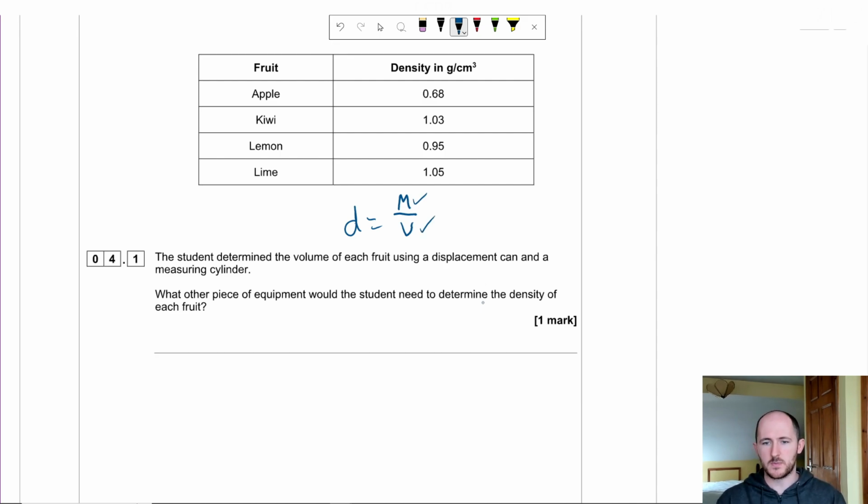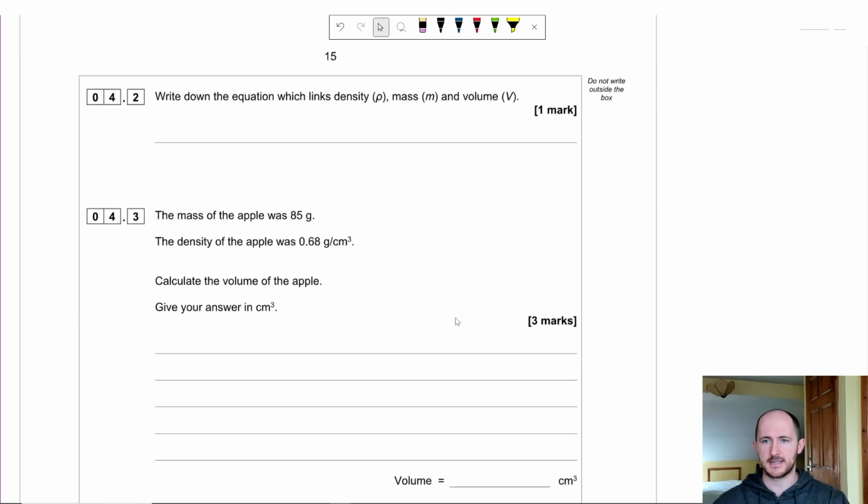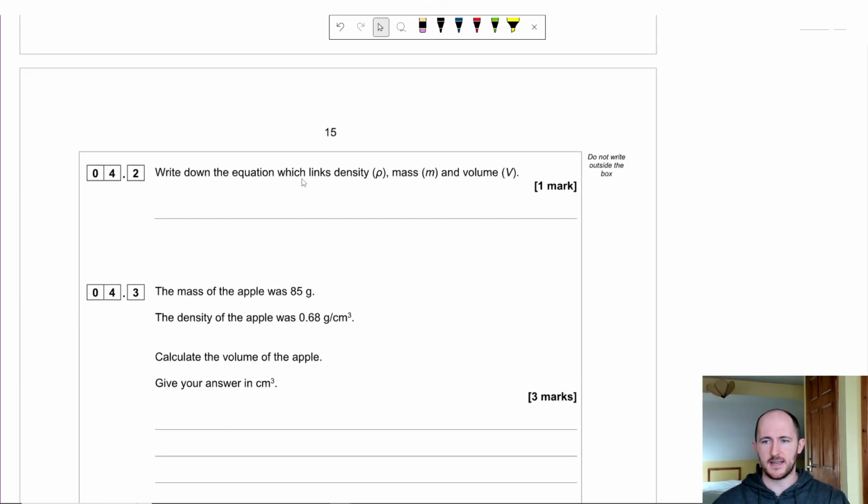Now, what do we use? Well, you can call it a mass balance. You could call it weighing scales. You can call it pretty much anything, but basically it's something that will measure the weight, the mass of an object. For part 2, write down the equation that links density, mass, and volume. So that is density is equal to mass over volume, as I just wrote.